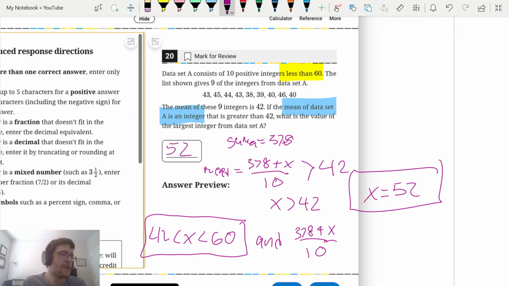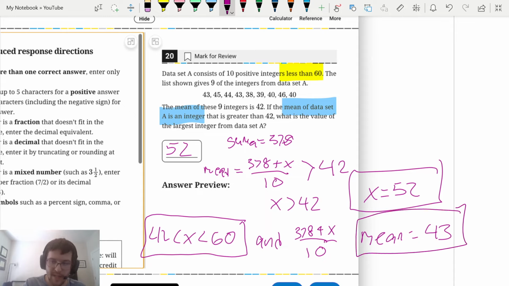Tricky question. And let's check one more time. 378, so it's between 42 and 60, good. And 378 plus 52 divided by 10. Okay, so the mean would be 43. So the mean is an integer, and it's greater than 42. So we're good.